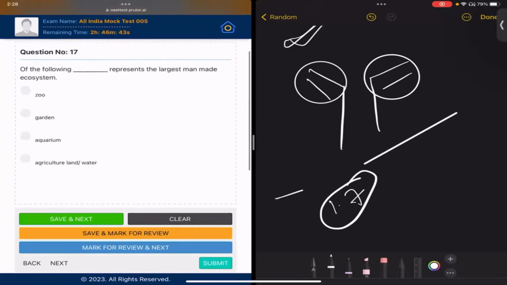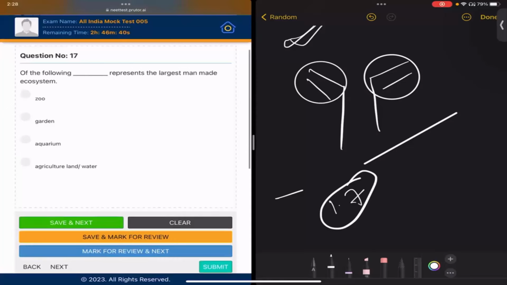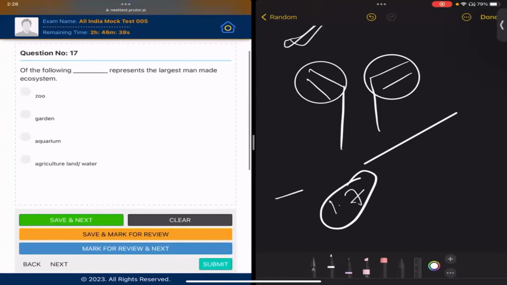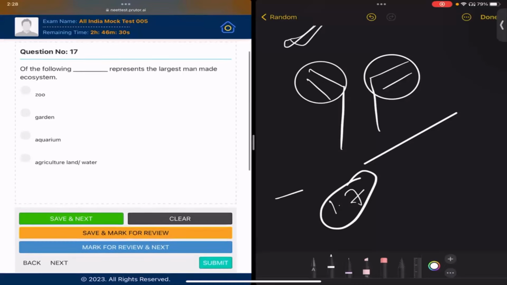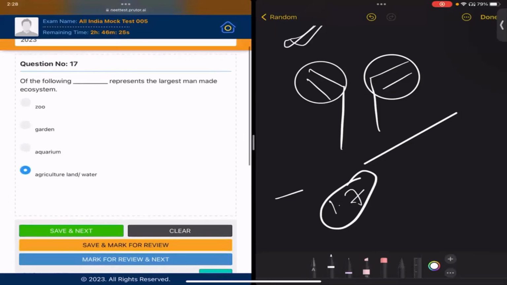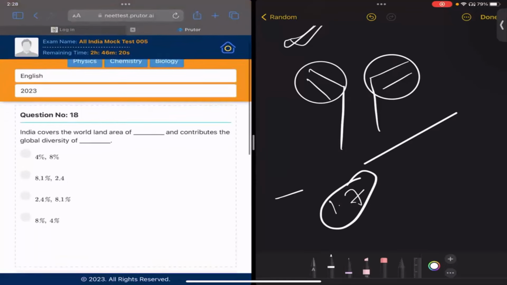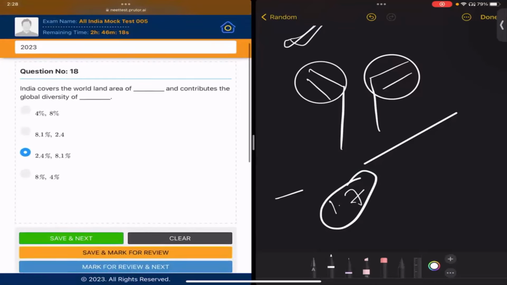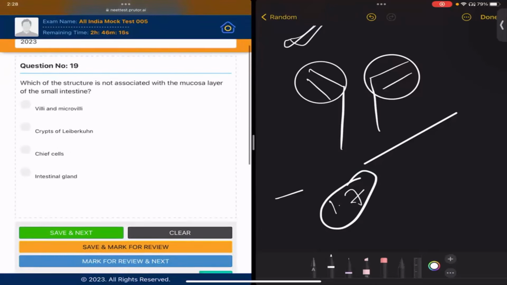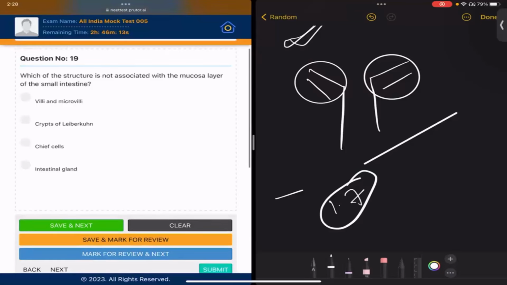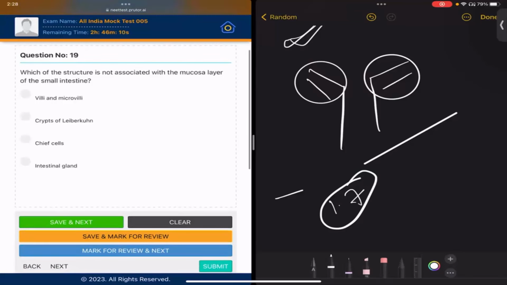Of the following, which represents the largest man-made ecosystem? Largest one. Okay, garden, aquarium, agricultural land, all are man-made. Largest, agricultural land can be larger. It actually can be pretty large. Okay. India covers 2.4% of the world area and 8.1% of diversity. Which of these structures is not associated with the coat layer of the small intestine? Not associated. Villi and microvilli, okay, they are associated. Chief cells are present in the stomach, not the intestine, okay.